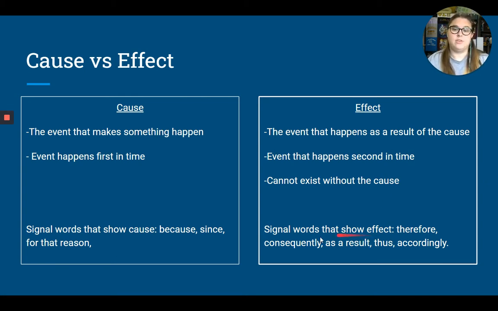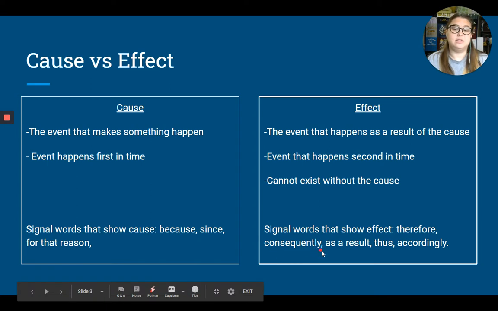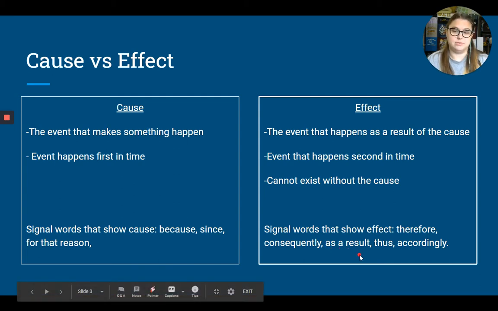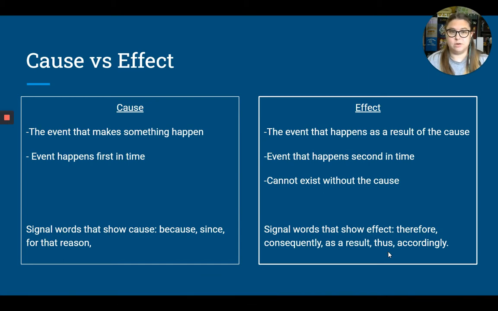When we talk about effect, there are some really big signal words or transition words that show us effect. One of the big words is therefore. This is a word that we see a lot in our reading. The same with consequently. These two signal words are really important for us when we talk about effect. When we see them, I know that what is following has to be an effect. It has to be tied with something else. We also see the words as a result, thus, and accordingly. Now, we don't really use thus very often. It's a little bit of an older word, but we do still see it. So keep that in mind as we go through.